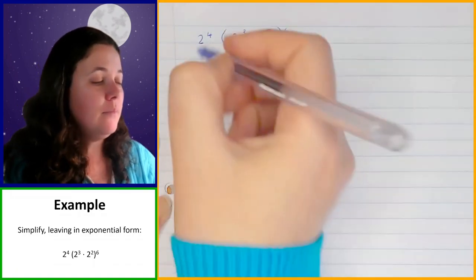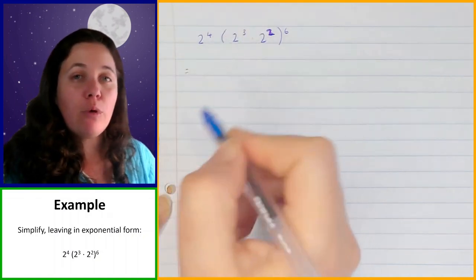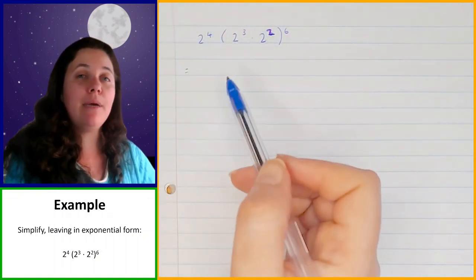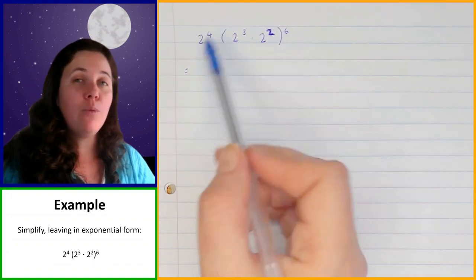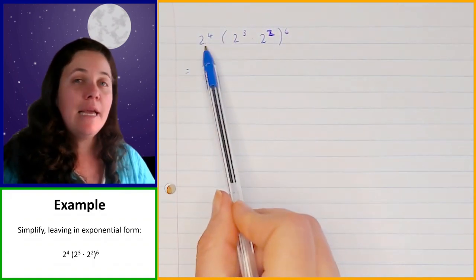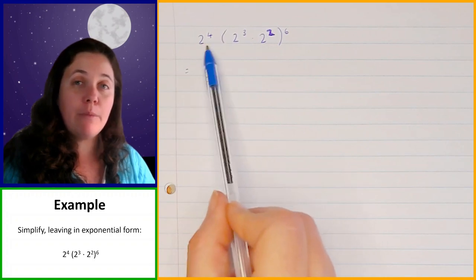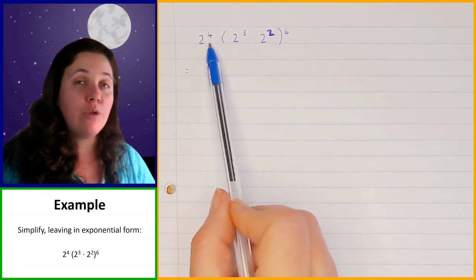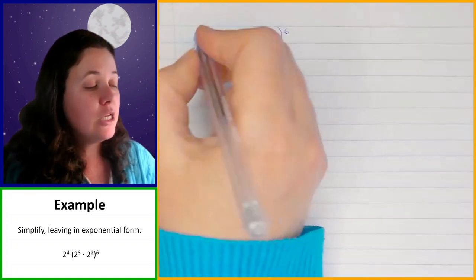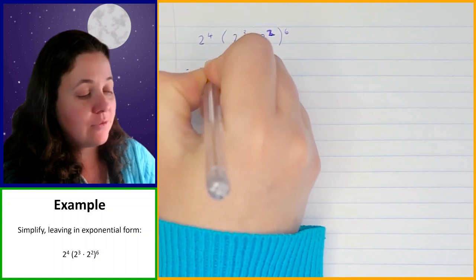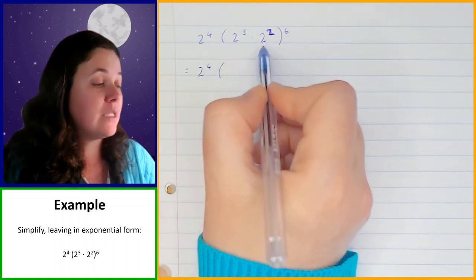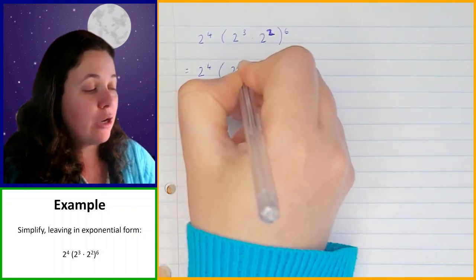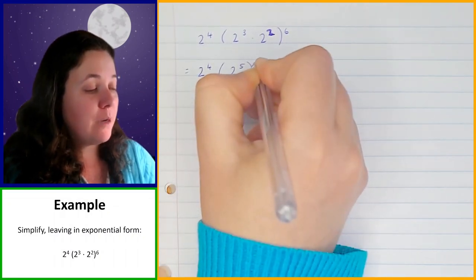Okay, so first I'm going to simplify what's inside my brackets. Now remember, BEDMAS says we must do what's inside the brackets first, then we do exponents, and then we do multiplication. Now this over here is going to be sorted out by multiplication later on. We're not going to do anything with it yet because it's not inside the brackets. So the 2 to the power of 4 is going to stay as it is for now, and I'm going to simplify what's inside the brackets. So 2 cubed times 2 squared is 2 to the power of 5, and then to the power of 6.